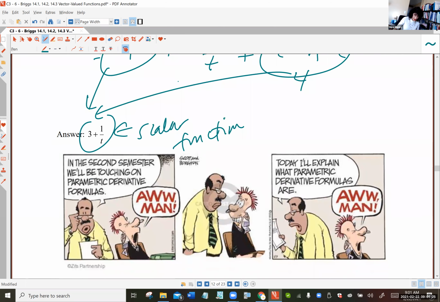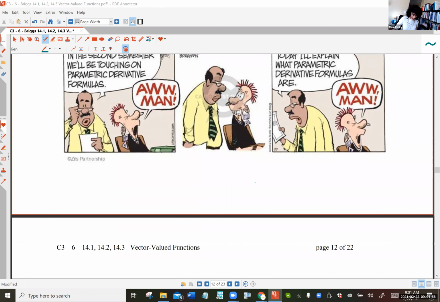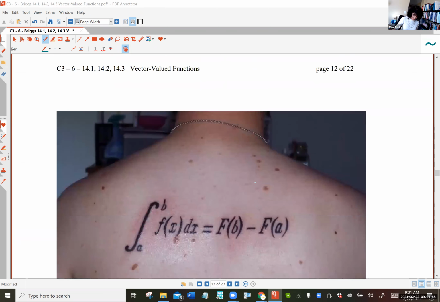Okay, and here's the fun meme I have here. I found this comic about a year ago. I just thought it was really cute. In the second semester, we'll be touching on parametric derivative formulas, which is what we're doing right now. Oh man. And then the teacher looks at the student and he smiles. Today, I'll explain what parametric derivative formulas are. Oh man. Okay. Here's another meme.